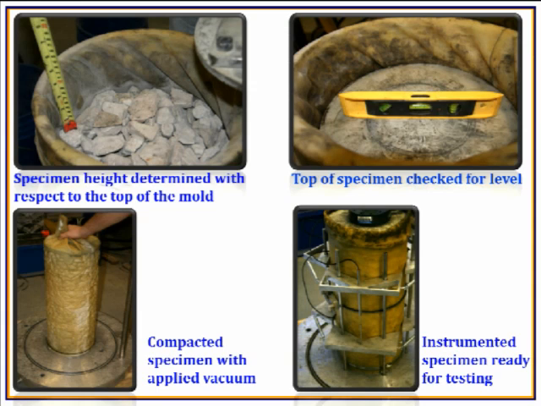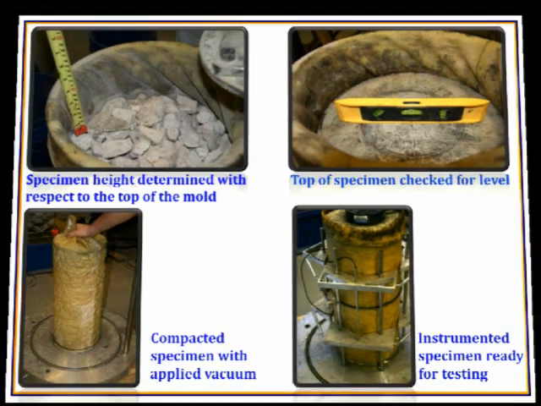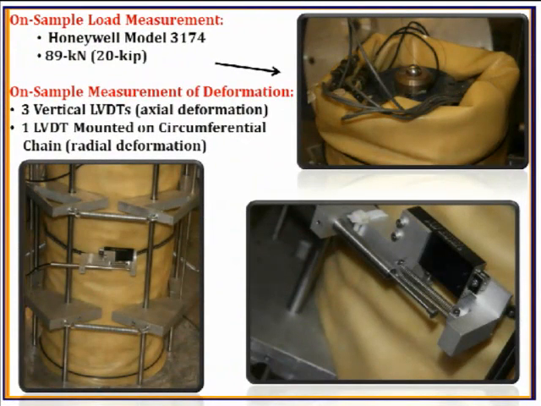After that, we instrument the specimen with the axial LVDTs that we have here on a 10.5 inch span, and also the radial LVDT that you can see here to measure the circumferential deformation. That is the load cell model that we have here, Honeywell model 3174. And as you can see clearly, these are the 3 LVDTs that are installed 120 degrees apart, and 1 radial or circumferential LVDT mounted around the specimen.